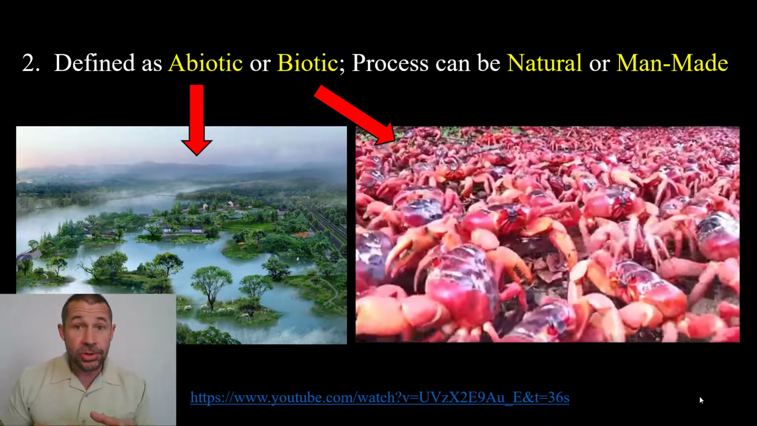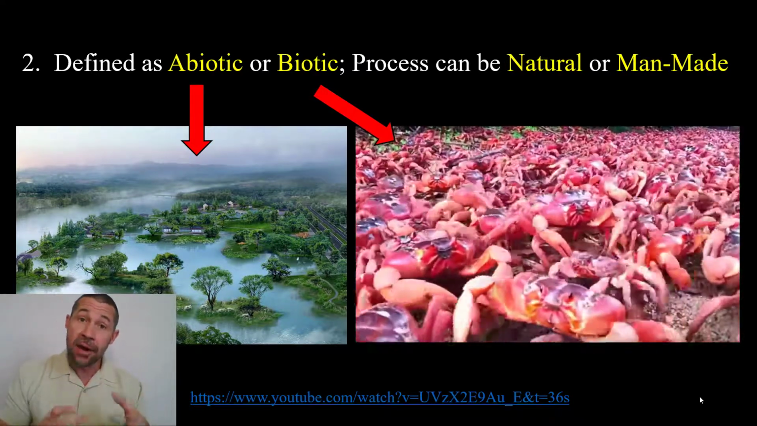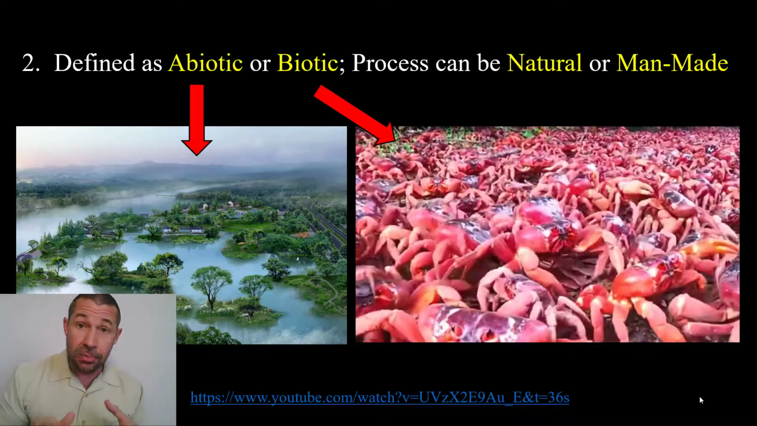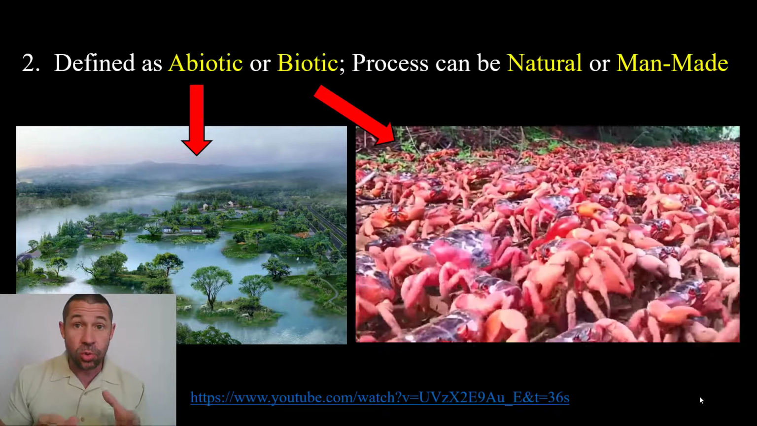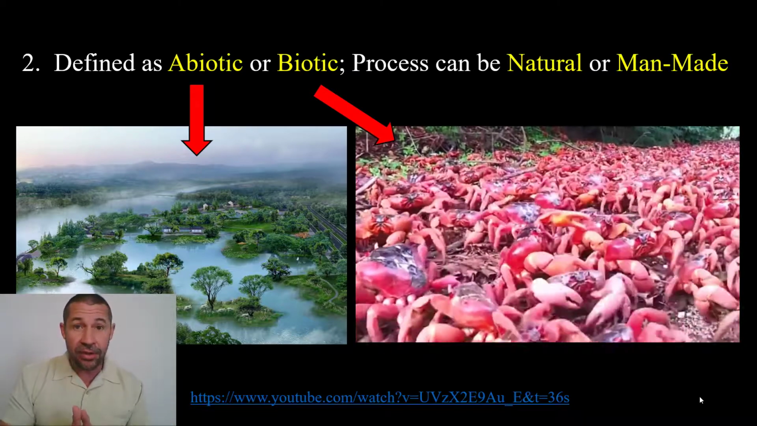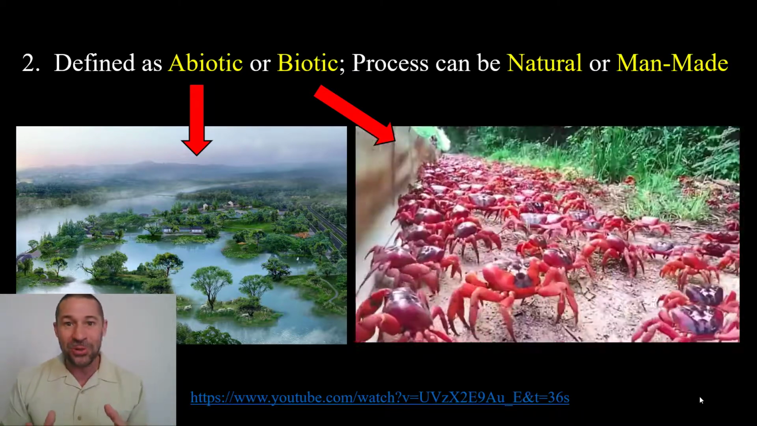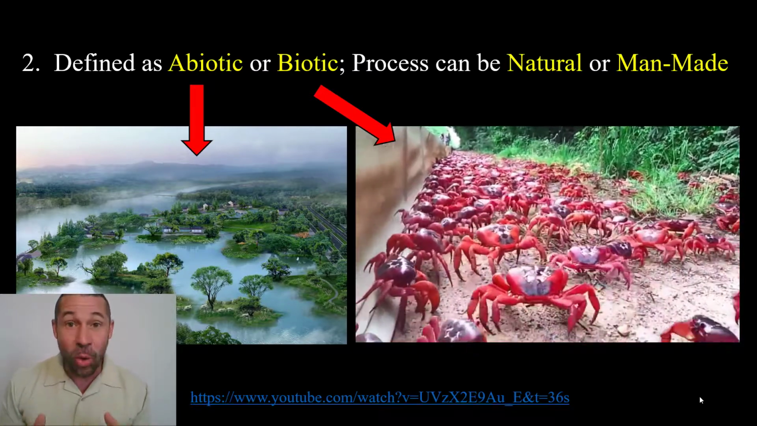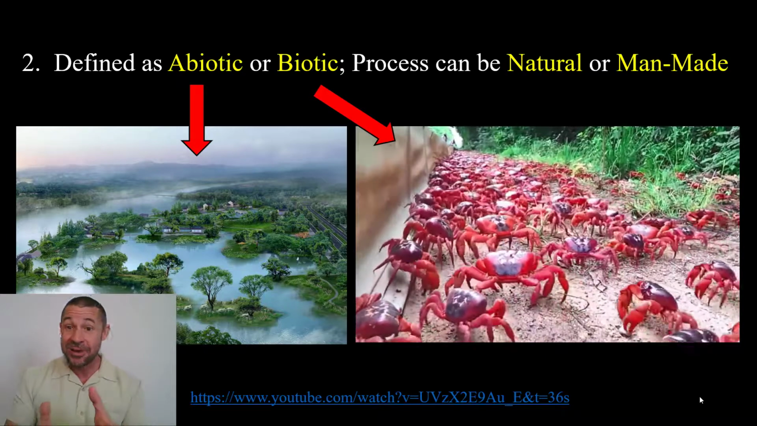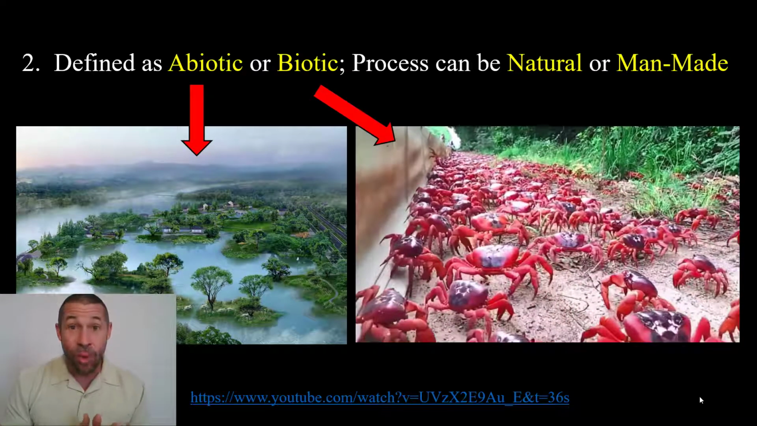An ecological disturbance can be caused by abiotic or non-living components in the ecosystem. Things like fire, wind, water, this flooded area on the left, or disturbance can be caused by biotic components, living organisms in the ecosystem. My favorite example, the 43 million red land crabs that live on the small island Christmas Island in the Indian Ocean.